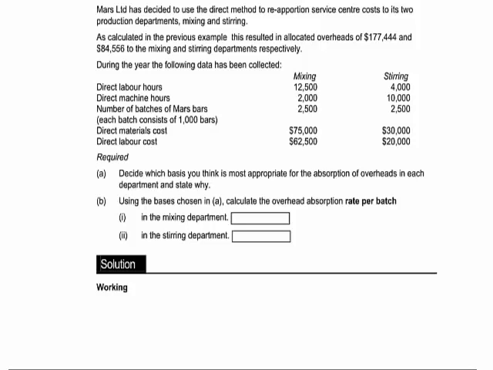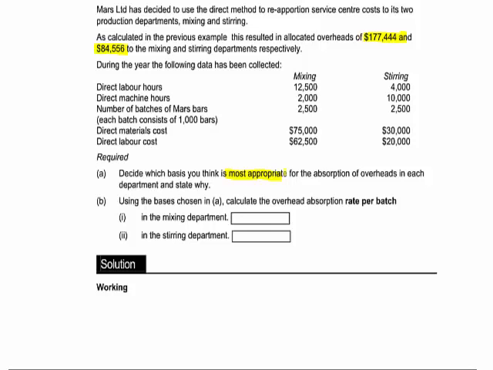So we've used the direct method to reapportion service centre costs to the production departments, and what we're going to do now then is work out how to get those overheads of 177,444 and 84,556, which we calculated in example 2b, into an individual batch of units. So we're given some information about the two different departments, and firstly we're asked to decide which basis is most appropriate for each of the departments.